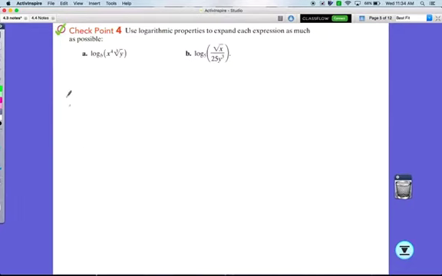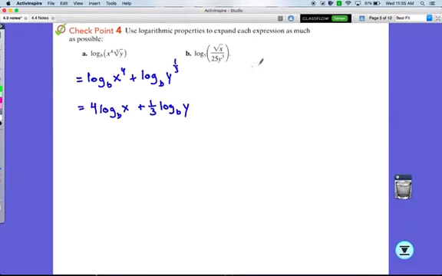All right, here you go. I can rewrite this as log base b of x to the 4th plus the log base b of y to the 1/3. All right, and then I can bring the powers in front. 4 times the log base b of x plus 1/3 times the log base b of y.